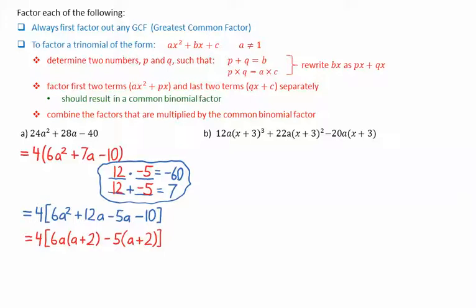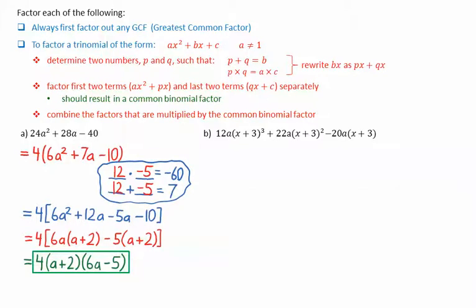The a plus 2 then is a common binomial factor multiplied by both the 6a and the minus 5. We can then combine the 6a and the minus 5 into a second binomial factor, giving us our final factored form, 4 times a plus 2 times 6a minus 5.